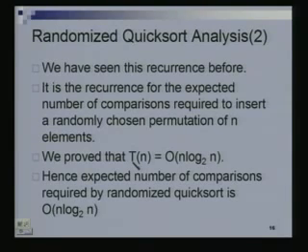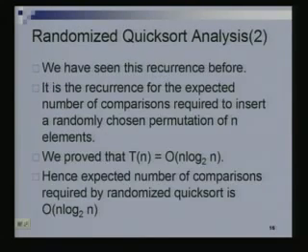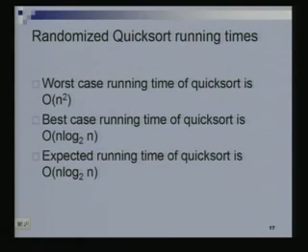Any questions till this point? So, this is the analysis which we did, and good. So, this is the expected number of comparisons required by quicksort.